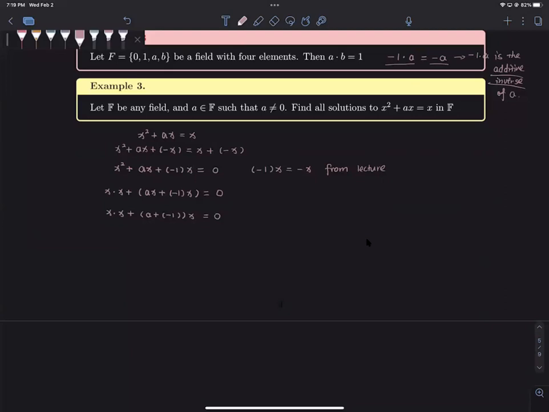Okay, we have all of them. Now you have two terms, and we both have x, so you can use the distributive property again. So that's going to give you x times (a plus -1), the whole thing, equals 0.